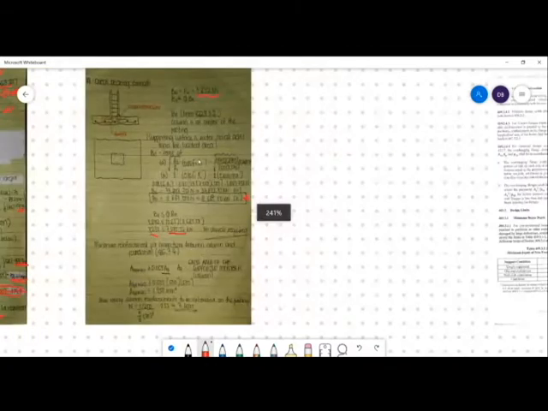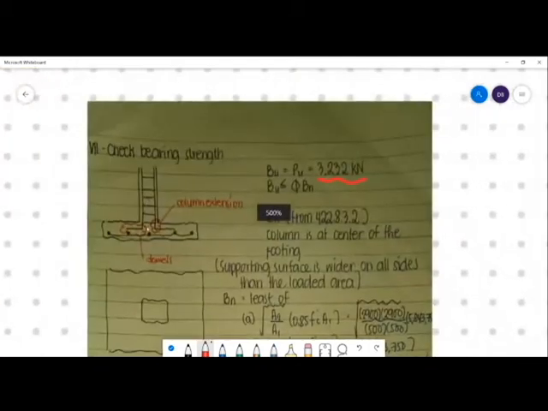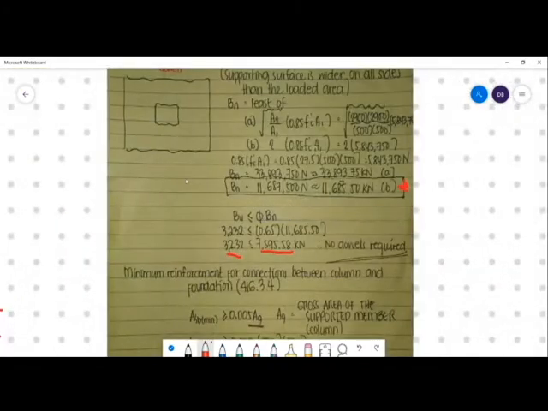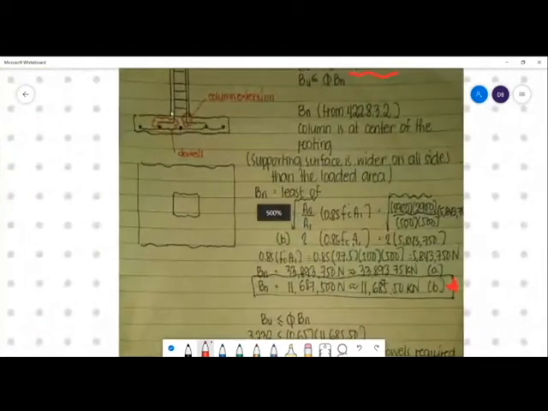So what are dowels? It's this one, where we have a 90-degree bend here. That will reinforce our footing against bearing failure due to the column. Okay? So the dowels are the extended reinforcement from the column.